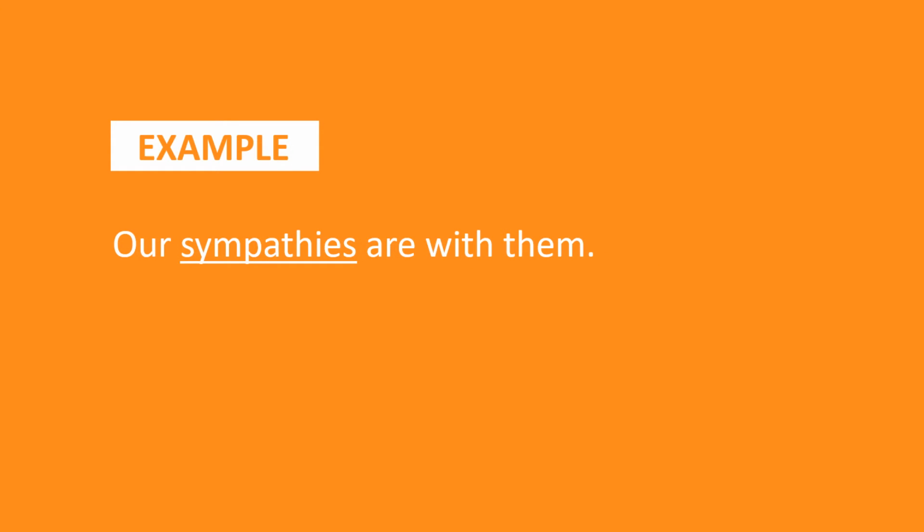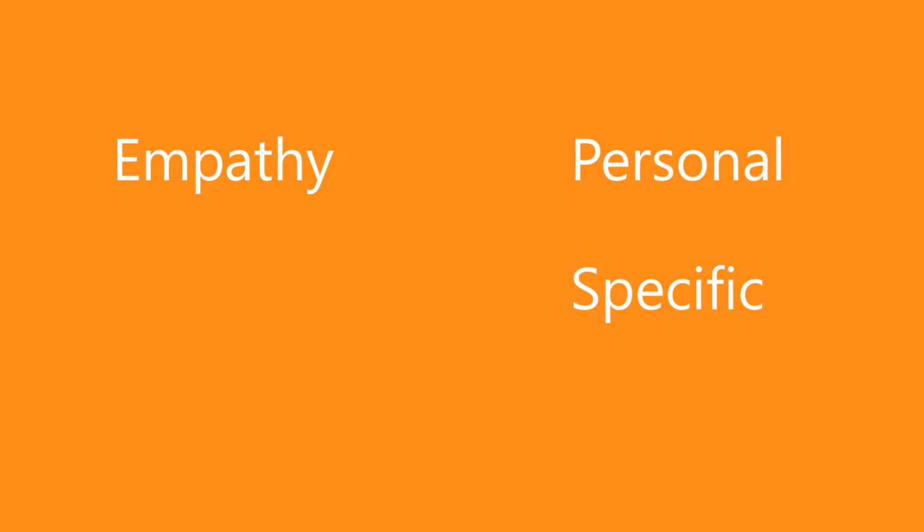Here's a trick to remember the difference between the words. Empathy is more personal and specific than sympathy. Empathy, personal, and specific all have an E in them. Sympathy means you feel sorrow or sorry for someone. Sympathy, sorrow, and sorry all have an S in them.